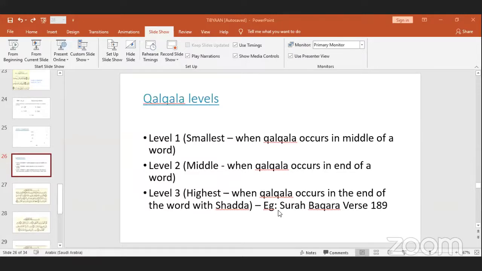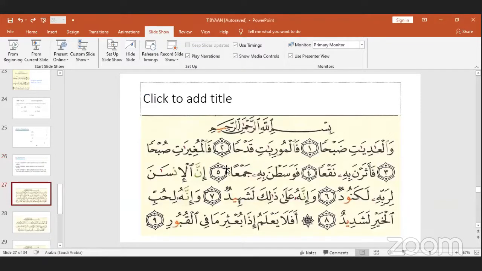Here level 3, another example is Surah Baqara verse 189. So wa atimul bil hajj. Hajj. Ja comes with sukun and shadda. Hajj. It should be a little more. It's level 3. So that is qalqala. So we'll go through a few more examples. We have finished it. So I'll pick one of you, then you can read these examples. I'll say what to read.